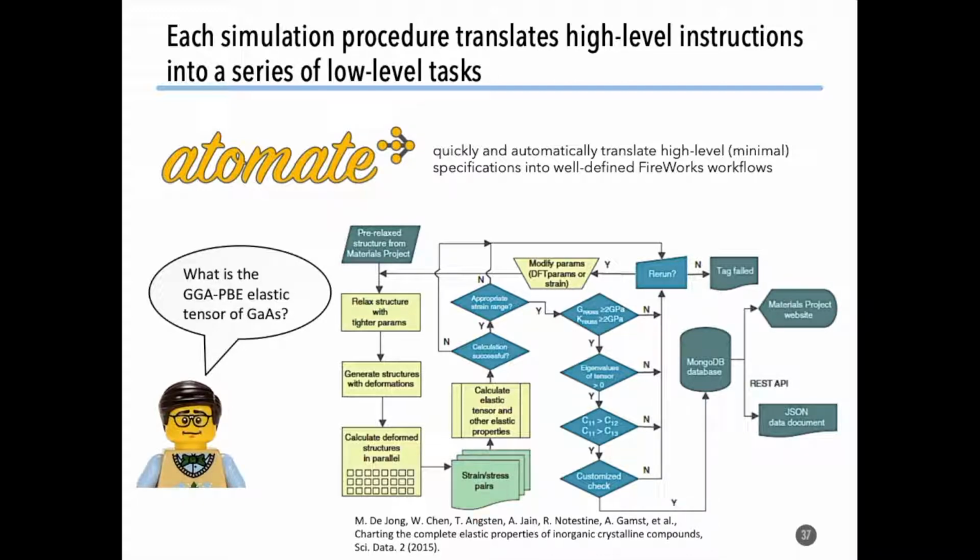And here, for example, is a diagram of how to calculate an elastic tensor given a structure. It involves relaxing the structure, deforming the structure, doing many, many deformations in parallel, fitting the elastic tensor, performing a whole bunch of checks to make sure everything makes sense, and if they don't, to rerun with even stricter parameters, like numerical parameters, putting the results in a database, and then pushing that off to a website. So a really simple high-level instruction might correspond to a really complicated workflow, and typically you would have to conduct this workflow yourself, but we want to write software that automates this.